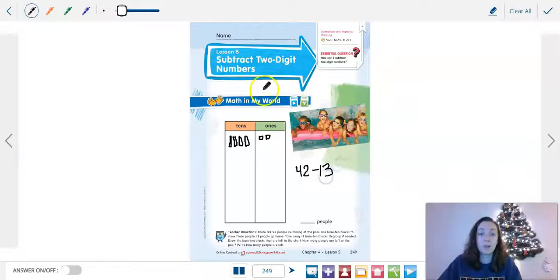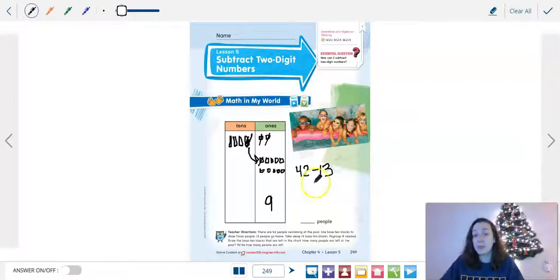Okay, so there's 3 1s. We're trying to take away from 2. Do I have enough 1s to take away 3? No, so I'm going to have to regroup a 10 into 10 1s. Okay, now I have 10, 11, 12. Do I have enough to take away 3? Totally. So I take away 1, 2, 3. And that leaves me with 1, 2, 3, 4, 5, 6, 7, 8, 9 1s.